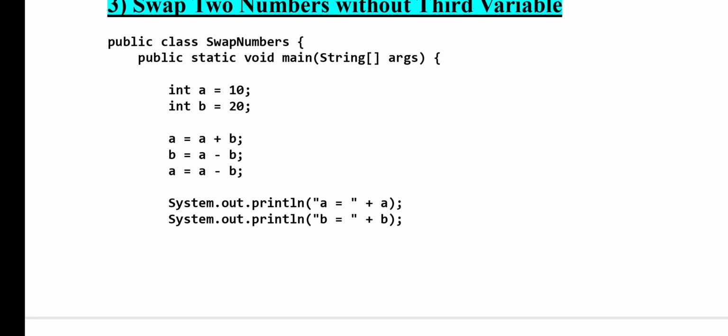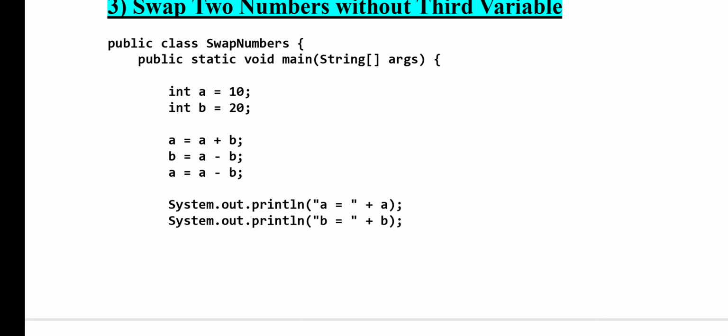Okay, here you can see currently the value of a is 10 and currently the value of b is 20. You should be able to swap these two numbers. So when you add 10 plus 20, it becomes 30. So the current value of a is 30, and the current value of b is 20, then b is equal to a minus b. So 30 minus 20 becomes 10. So 10 is stored in b. So the current value of b is 10 and the current value of a is 30.